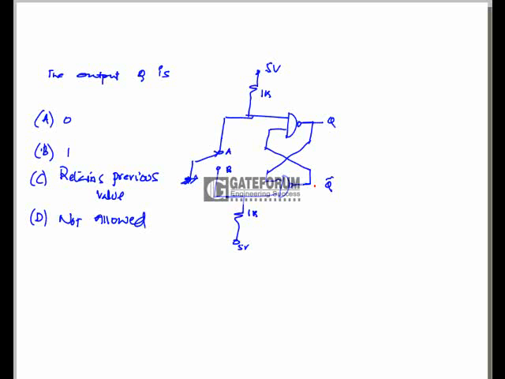Input to A, ground is connected. So if any one of the inputs is 0 for a NAND gate, the output of the NAND gate becomes 1. So Q is 1. Whenever Q is 1, for the below NAND gate, this is going to be 0. So Q is going to remain 1 and Q bar is going to remain 0. That is option B is correct.